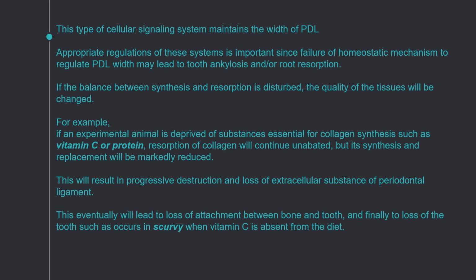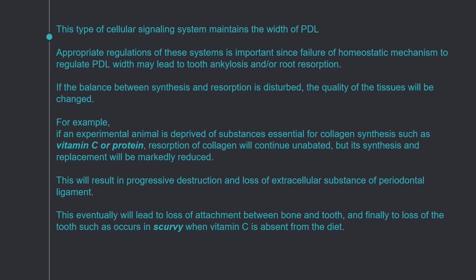So all of this together maintains the width of the periodontal ligament space. So what happens if something is not happening in the correct way? Say some regulatory factors are increased more or secreted more in the system. So depending upon what kind of factor it is, it can cause tooth ankylosis.